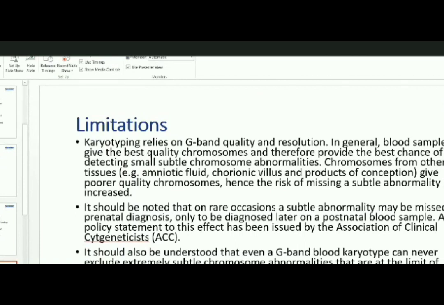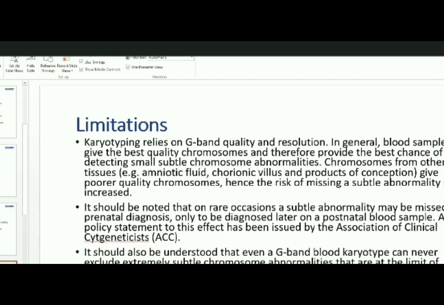And then coming to the next point, cytogenetics, association of clinical genetics. This one you can leave. This belongs to a reporting pattern, and it should be understood that even a G banding karyotype can never exclude extremely subtle chromosome abnormalities at the limit of the resolution of light microscopy.